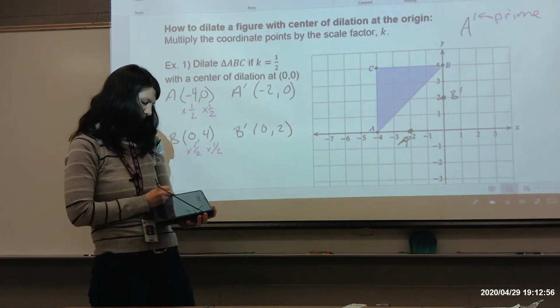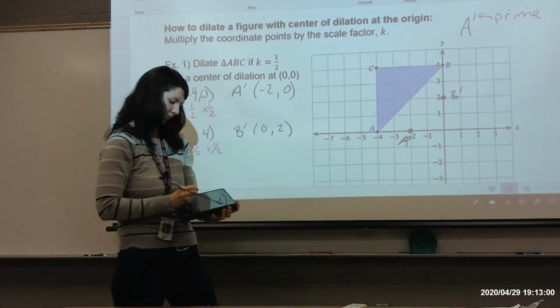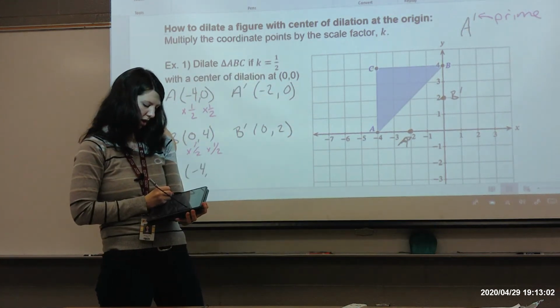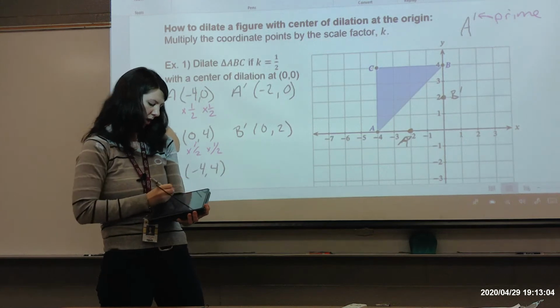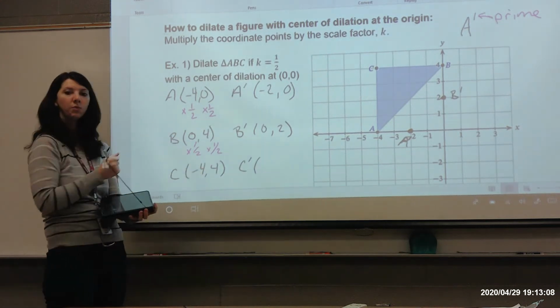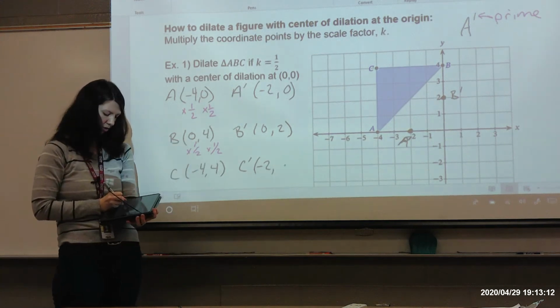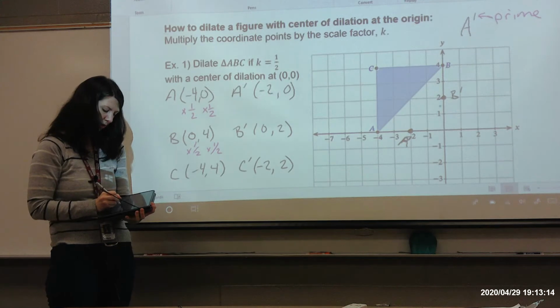And then our last one, C. C is at -4, 4. And if I multiply each of those by 1/2, C prime would then be -4 times 1/2, which is -2, and 4 times a half, which is +2. So that's going to be at -2, +2.